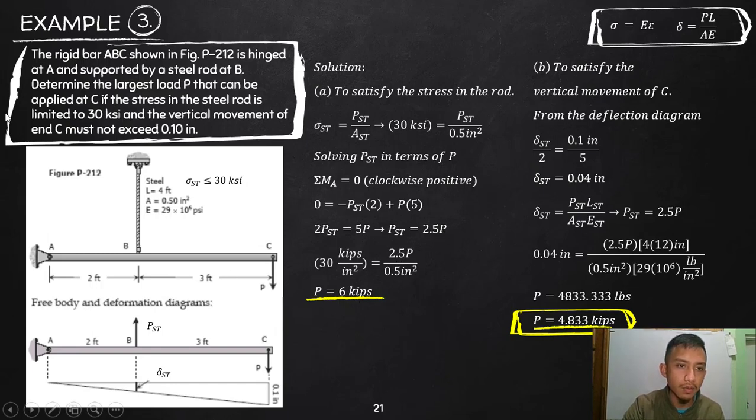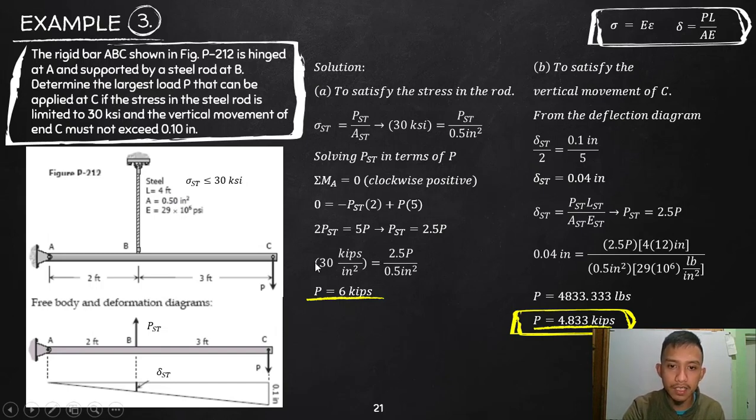And then we will now make use of that limitation of 30 ksi. So we will not exceed, so let's say I will equate that one. We will maximize that 30 kips per square inch. Then what is that again? That is the allowable stress. So what is stress? Stress is force over area. What is our force? That is the internal reaction of your steel bar, which is PST, over the area of that. What is the area of that? It is given here to be 0.5 square inch.